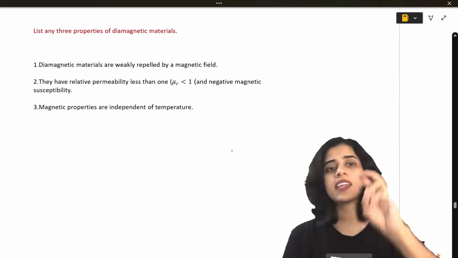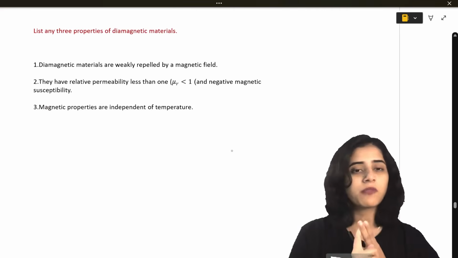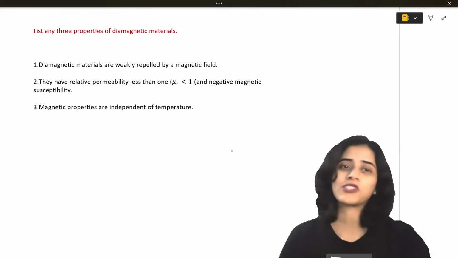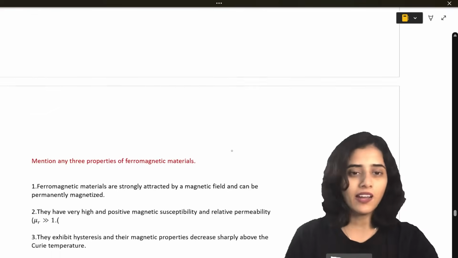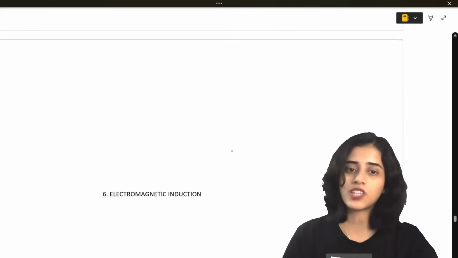Three properties of diamagnetic material: weakly repelled by field, relative permeability less than 1, and magnetic properties are independent of temperature. Same thing for para and for ferro also, they might ask you. All of these you have to write.